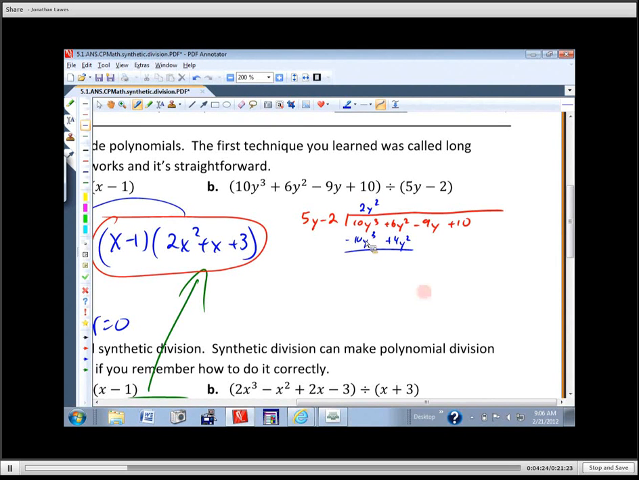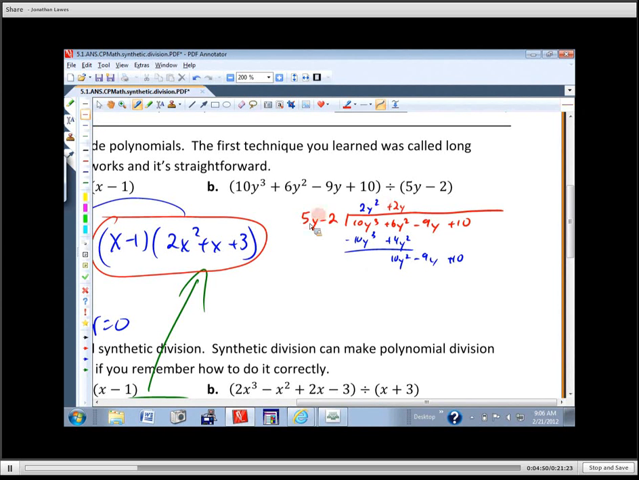These go away. These make a 10y squared minus 9y plus 10. I like bringing everything down. You don't have to do that, but I find I tend to get the answer correct if I do that. Then again, I'm looking at 5y and 10y squared. What do we multiply 5y by to make it a 10y squared? 2y. So we're going to put a 2y up here.